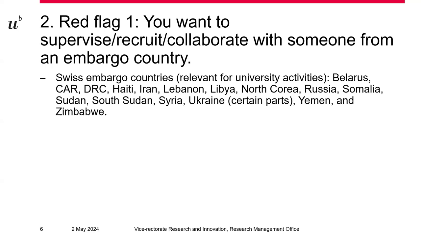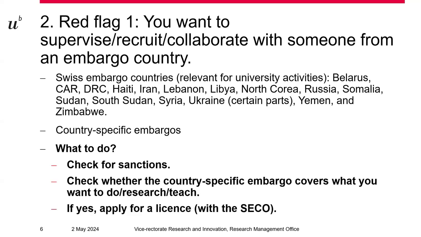So Swiss embargo countries with embargoes that contain relevant provisions for universities are Belarus, the Central African Republic, the Democratic Republic of the Congo, Haiti, Iran, Lebanon, Libya, North Korea, Russia, Somalia, Sudan, South Sudan, Syria, Ukraine, Yemen, and Zimbabwe. And as I said, we have country-specific embargo regulations for all of these countries.